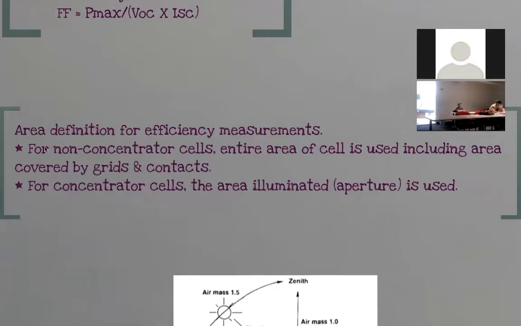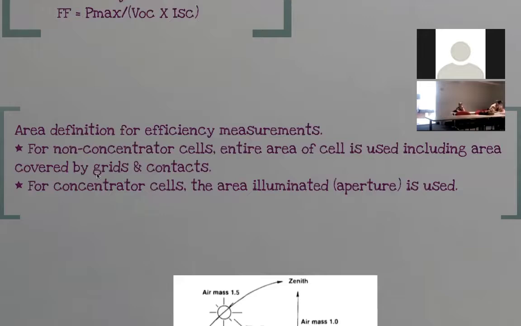So for non-concentrated cells, this is relatively straightforward. You just use the entire area of the cell, and this includes area covered by grids and contacts and so on, which might block the light, but that's part of the measurement because that's how you would actually use it on the top of your roof, right? You have to have those contacts and grids. Of course, this means that you want to try to minimize the area covered by the grids and contacts, which might shadow the solar cell. So people try to put it in the back, like we talked about in the last lecture.